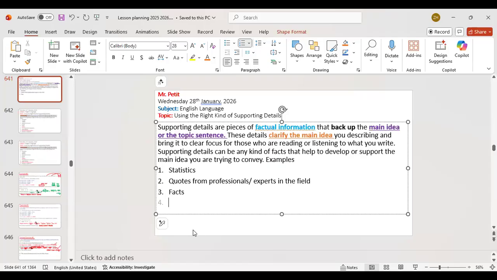Okay, that's good. That's what you want to do inside your writing. What are some supporting details that you're going to use? You want to use quotes, statistics, and facts. What else? Does evidence count as one? Yes, you want to use evidence, right? So evidence would be a part of the facts. What about anecdotes? Very good. You want to use anecdotes.